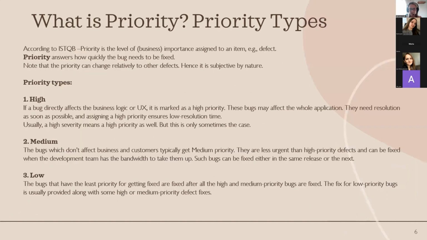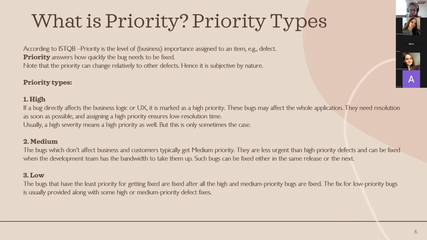What is priority? According to ISTQB, priority is the level of business importance assigned to an item, for example, a defect. By now, you know that severity means the importance of the bug when it is happening to the application. Priority, however, answers how quickly the bug needs to be fixed. Note that the priority can change relative to other defects, hence it is subjective by nature. So, the priority types are the following.